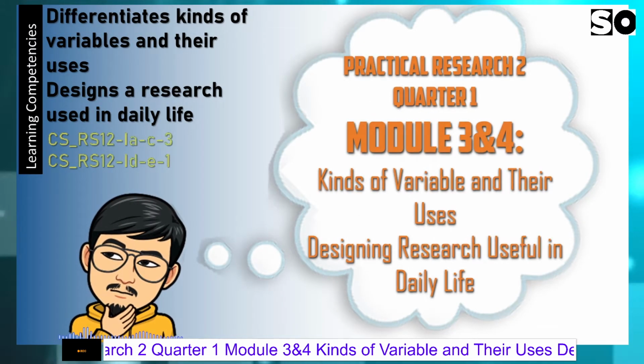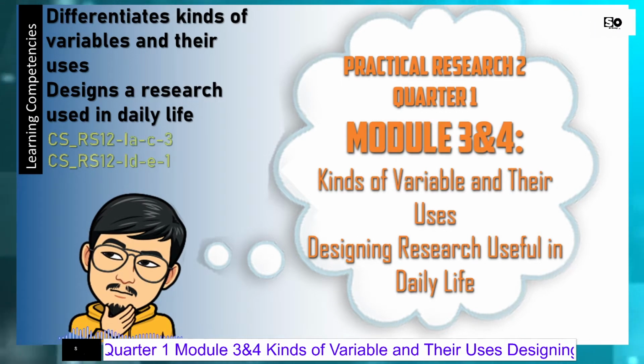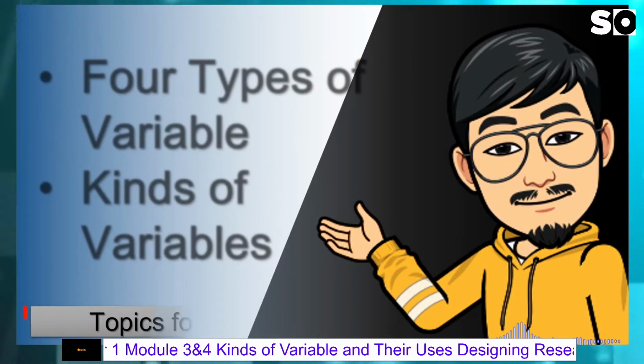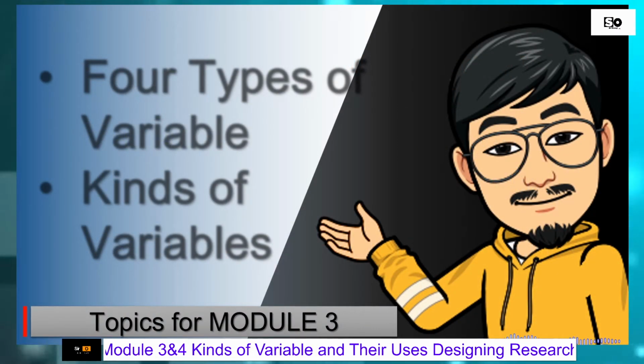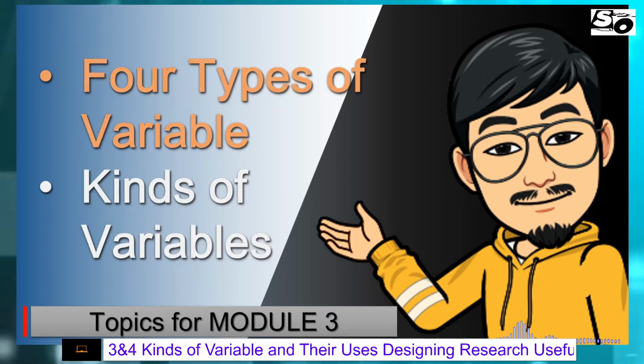Module 3 and 4, Kinds of Variable and Their Uses. Designing Research Useful in Daily Life. Here are the topics for Module 3. Four types of variable. Kinds of variables.